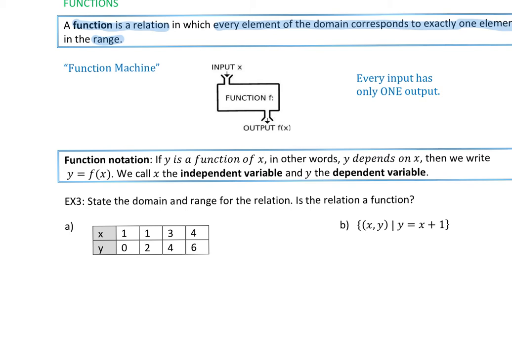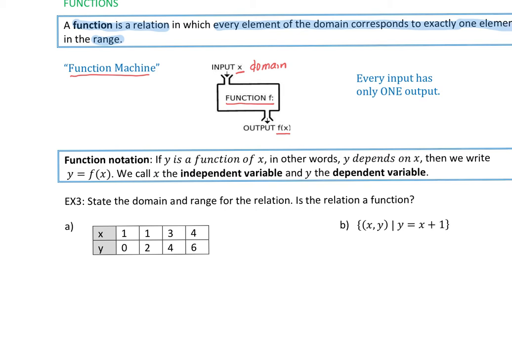So I have this function machine, and I'm going to put in an X value into my machine. Those X values will be chosen from a domain. So I'm going to take an X from my domain, I'm going to put it in the function. The function's going to do its job, and it's going to spit out one value, and that f of x is the value or the output that comes out from my machine. And there's just one.